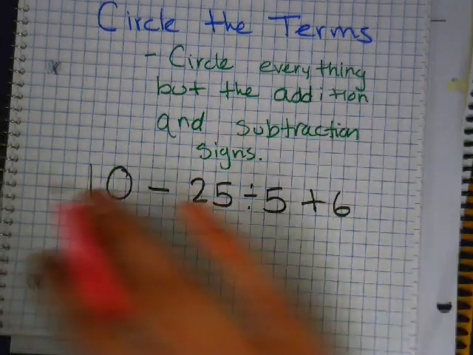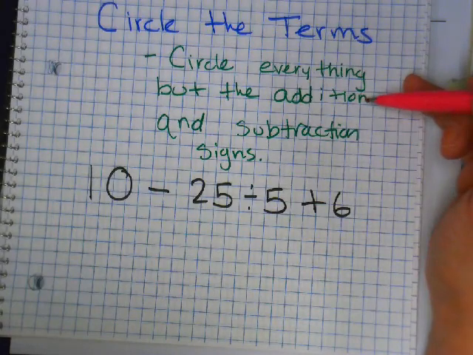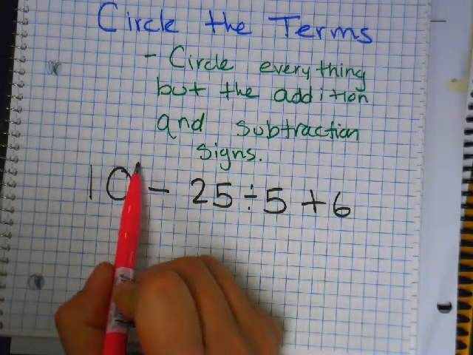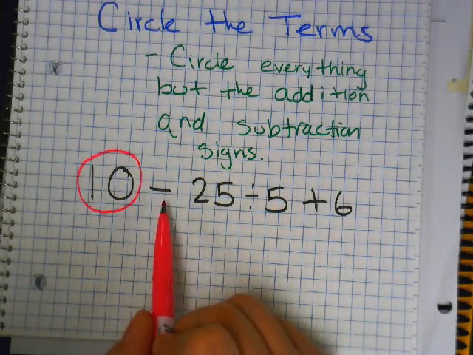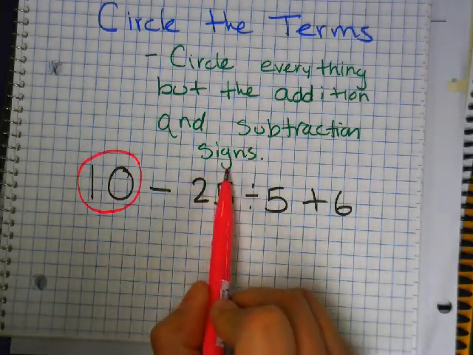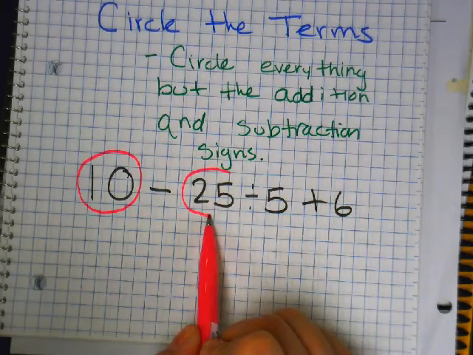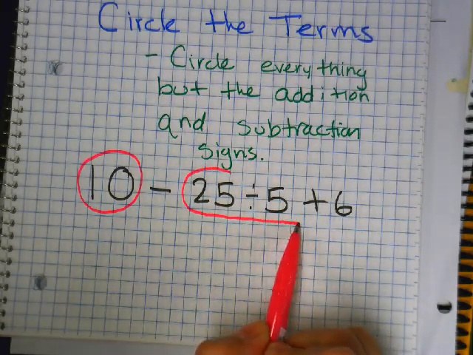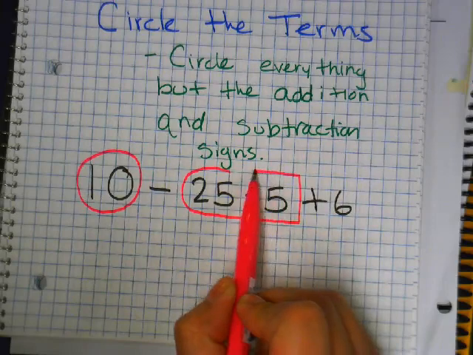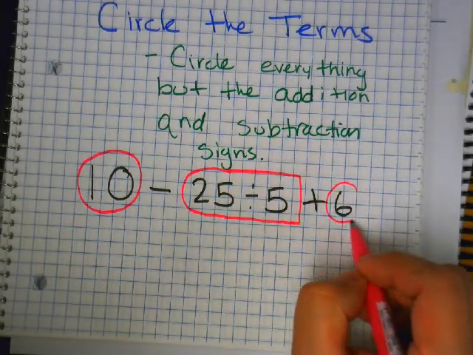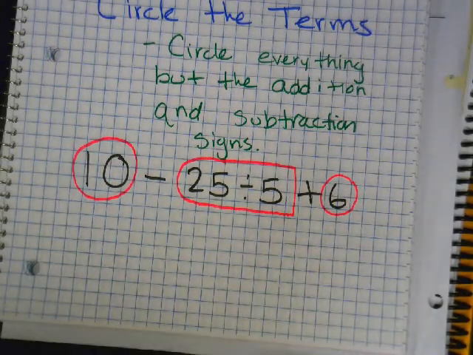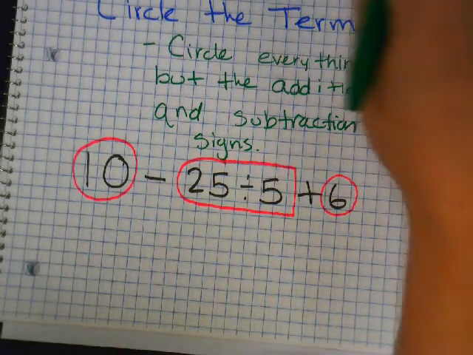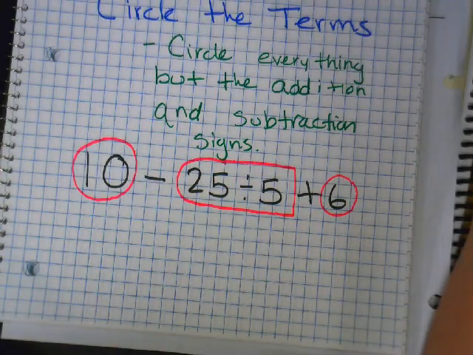You're going to circle everything but the addition and subtraction sign. So, sometimes you just circle single numbers. You don't circle the subtraction. You're going to start circling. I'm going to circle the division. Stop circling because there's an addition sign. And then just the 6. You remember this last year? Cool. With the circling or PEMDAS?